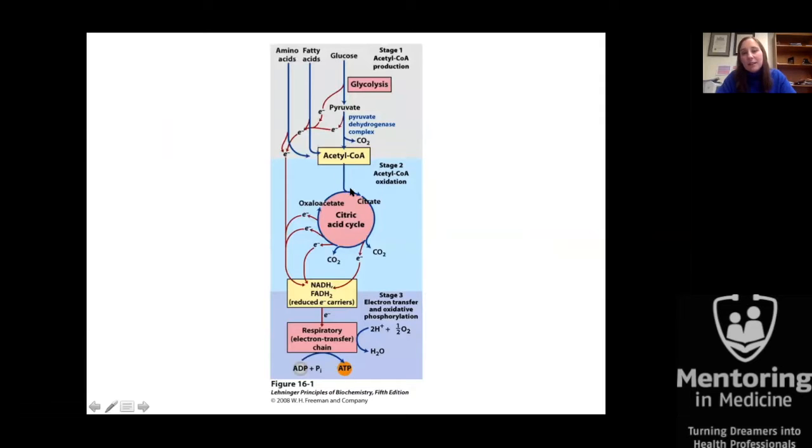Oxaloacetate is then condensed with acetyl-CoA to make citrate. We go through the citric acid cycle. What's the point of that? We make 3 NADHs and 1 FADH2, and both of those can go through the electron transport chain directly. We also make 1 GTP or 1 ATP in one of the steps, depending on which textbook you look at. But the major source of potential energy is the NADH and FADH2, which can go directly into the electron transport chain.